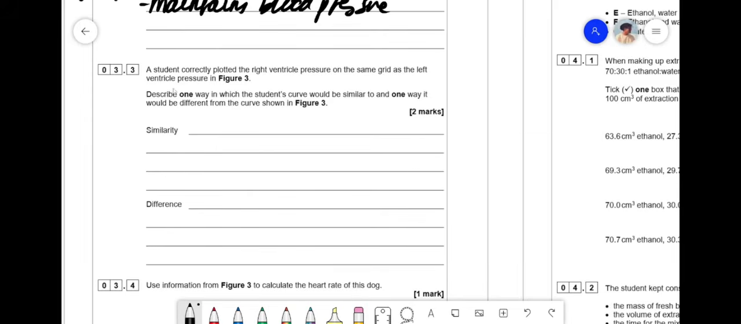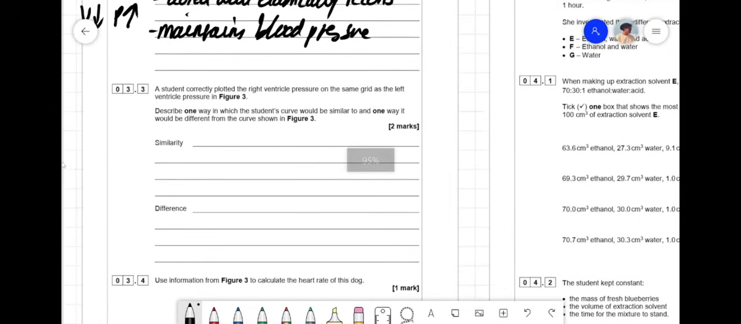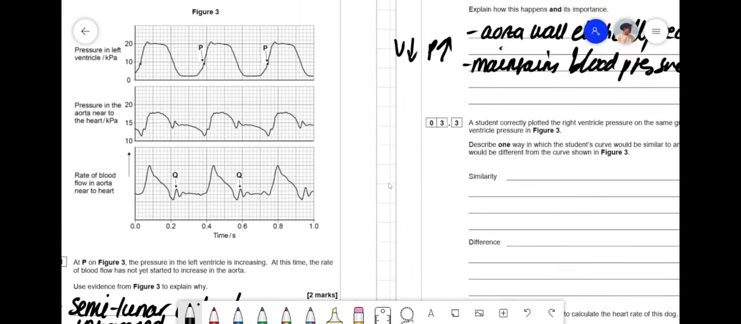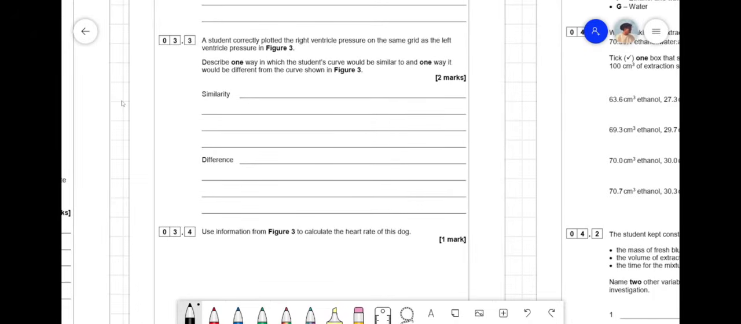Right. Now, a student correctly plots the right ventricle pressure on the same grid as the left ventricle in figure 3. Describe one way in which the curve would be similar and one way it would be different. So they've put the right ventricle pressure on the grid of the left ventricle pressure in figure 3. So okay, what would the similarity be?